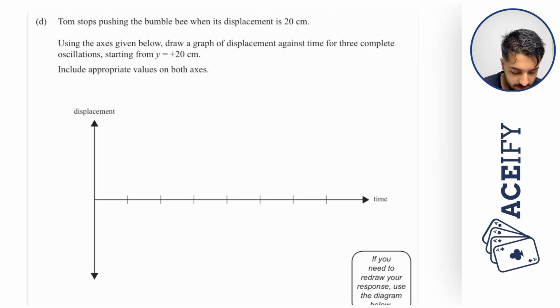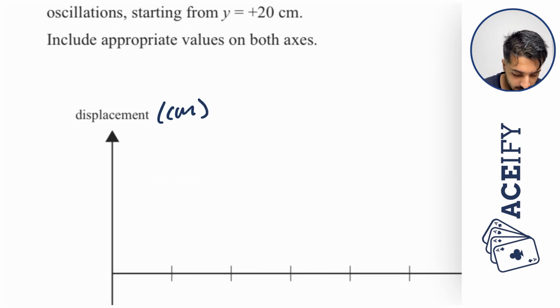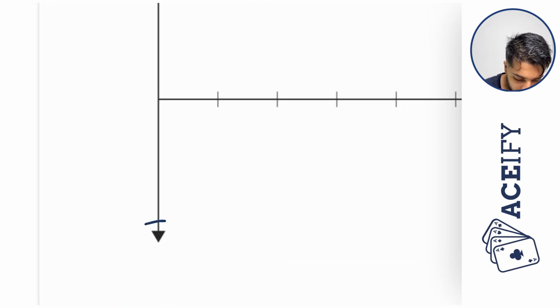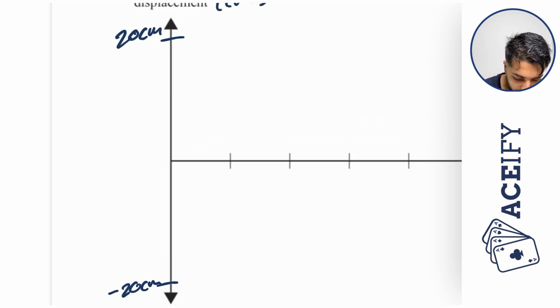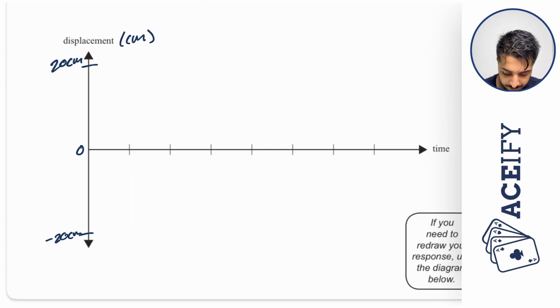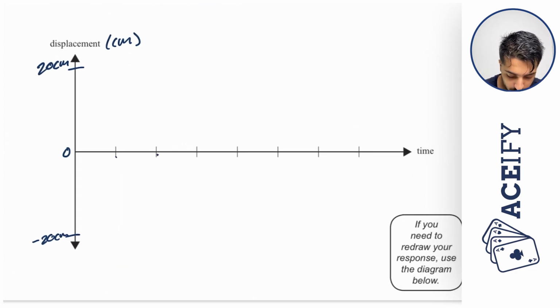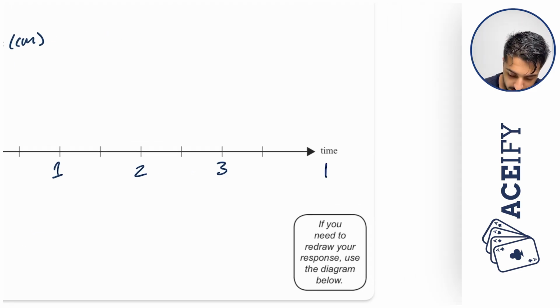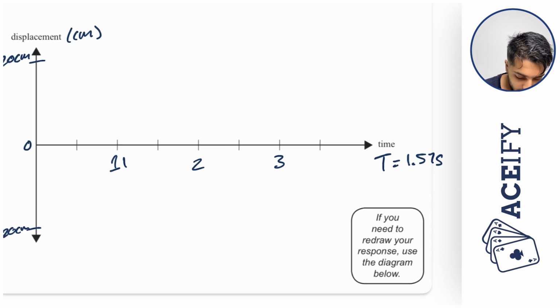So if we draw our axis, this is going to be displacement in centimeters, and this is 20 centimeters right here. This is going to be negative 20 centimeters. This is obviously 0. We want 3 oscillations, so we have 1, 2, 3, 4, 5, 6, 7. So we can draw it as this is 1 period, 2 periods, and 3 periods right here, where our time is equal to 1.57 seconds. So that's T, 2T, and then 3T.